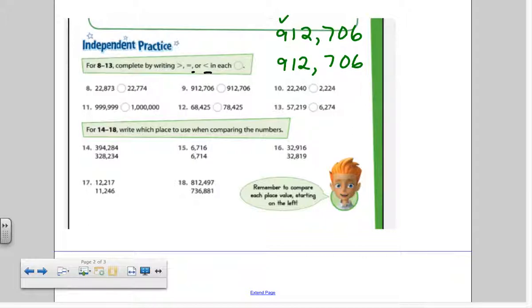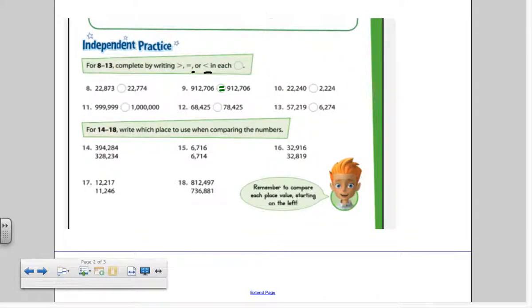9 and 9, same value. 900,000, 900,000. The 1 here stands for 10,000, 10,000. This 2 is valued at 2,000, 2,000. 7 or 700, 700. 0, 0 in the tens place, and in the ones, 6 and 6. So here you can just place an equal sign. Okay? Let's do one more.